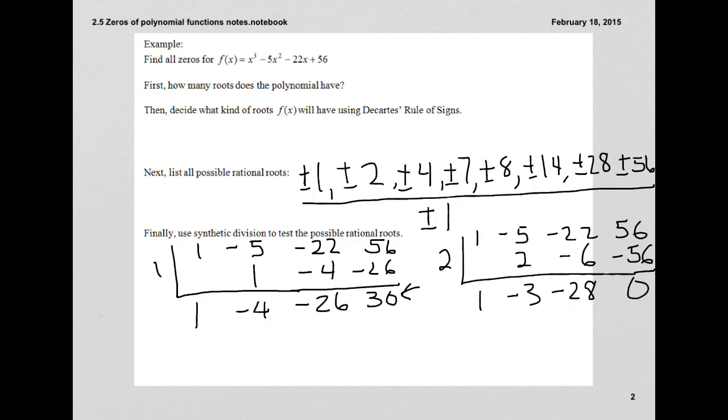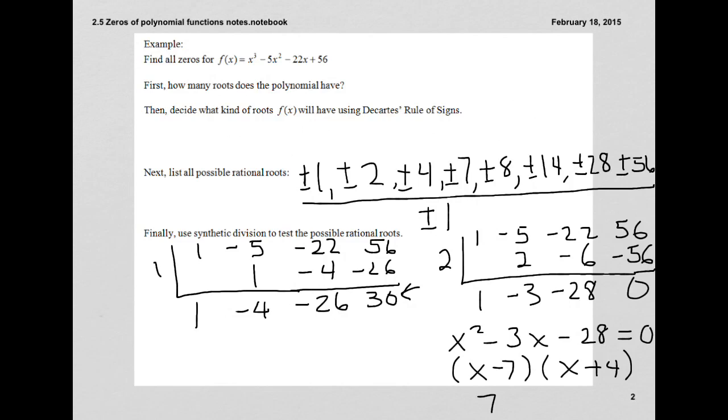So now I have a quadratic left because I know I started with a cubic, so I go down 1 degree, so that's going to be x squared minus 3x minus 28 equals 0. Now, I can easily factor this one. If I couldn't, I would use the quadratic formula. But this factors as x minus 7 and x plus 4, which means my two roots are positive 7 and negative 4.